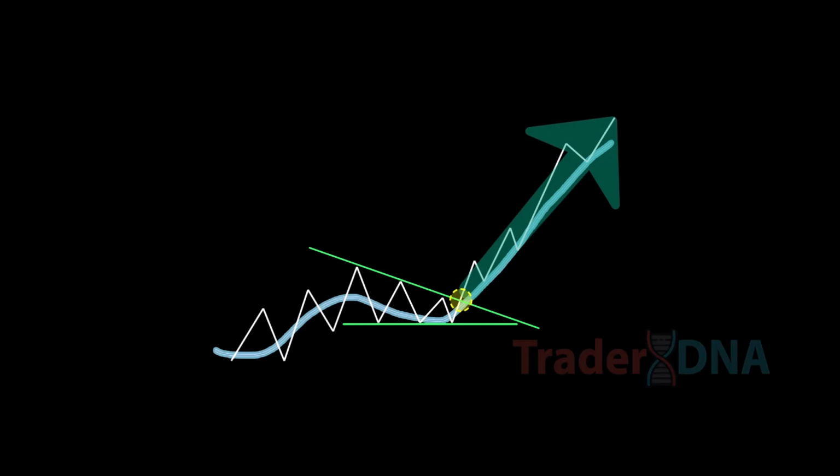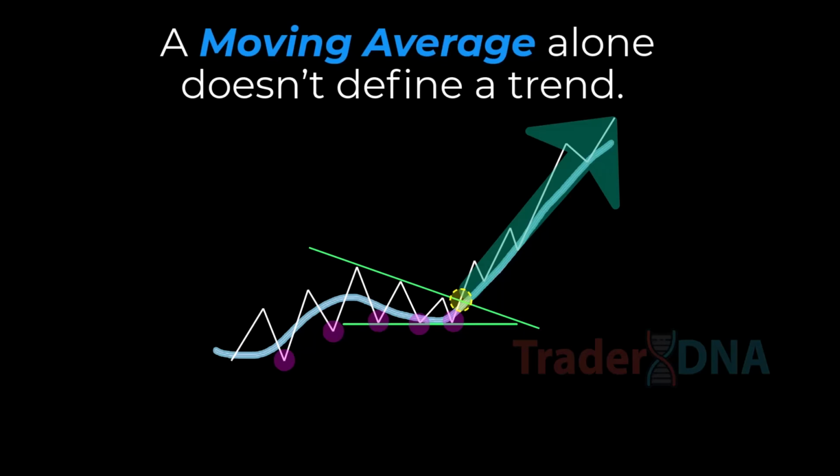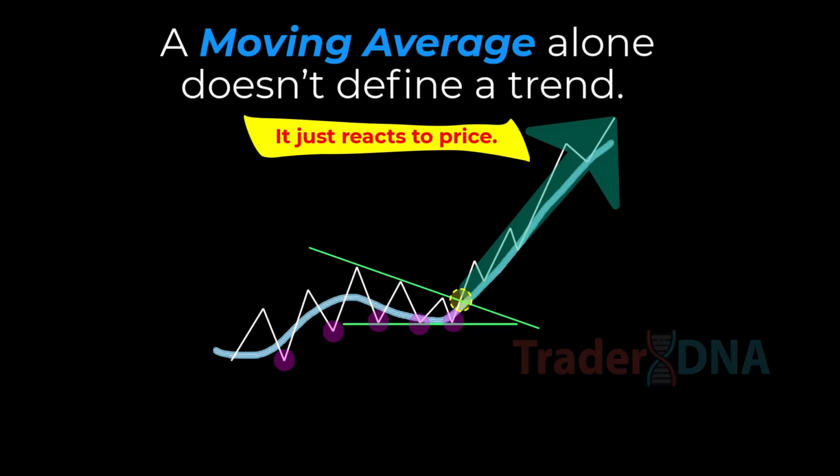But here's the thing. Most beginner traders see price sitting above the moving average and instantly think, yup, that's an uptrend. Or if it's below, oh no, it's a downtrend. But that's way too simple. And honestly, that's one of the biggest mistakes that keeps new traders from making consistent profits like the pros. Because here's the truth. A moving average alone doesn't define a trend. It just reacts to price.